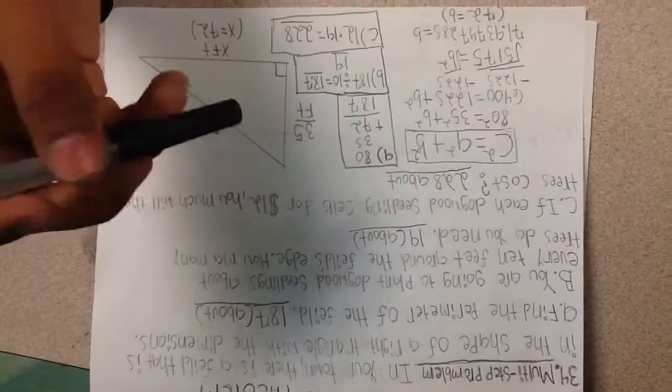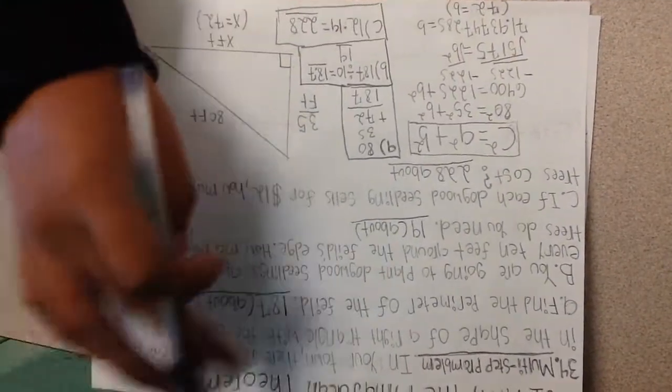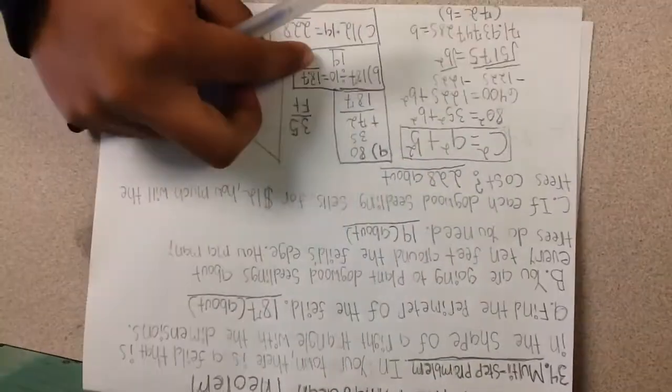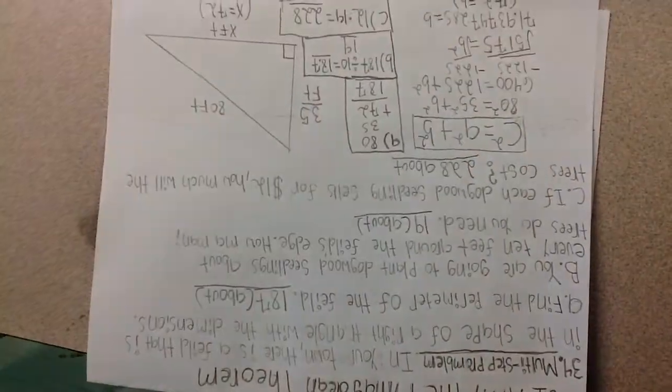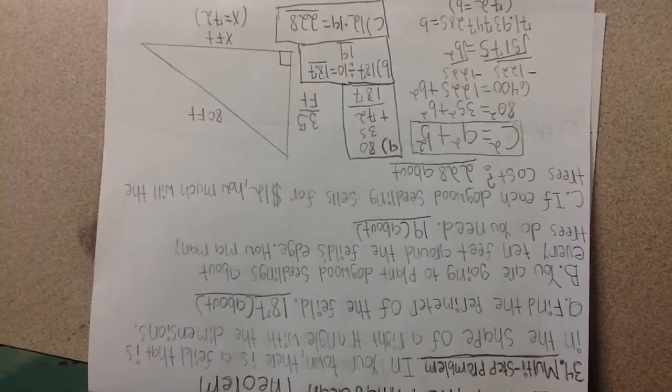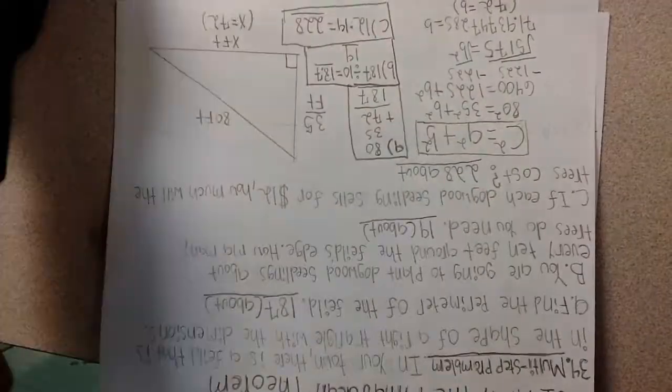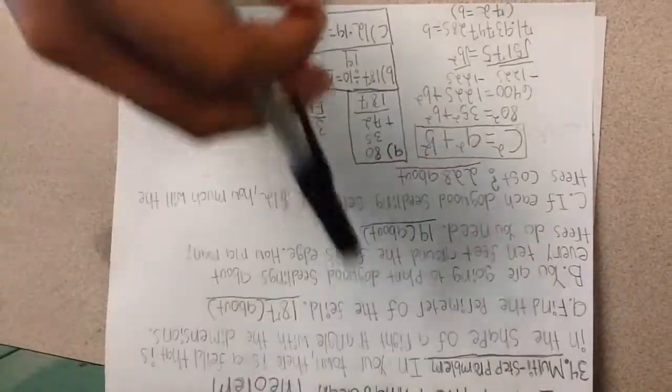So knowing the whole perimeter, we could just divide that by 10 to get 18.7. We round it to the whole integer to get 19. Now we do part C. If each dogwood seedling sells for $12, how much will the trees cost? So knowing that we need about 19 trees, we could times that by 12 to get $228. And then the problem is solved.